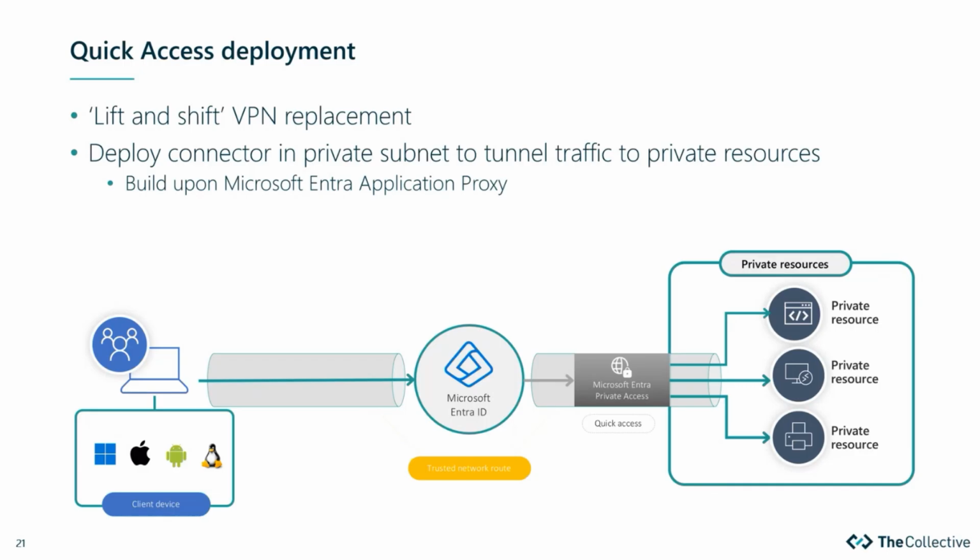The interesting thing to mention here is that the private access connector I am talking about, which is installed in your network, is actually built upon the Microsoft Entra application proxy. It's just with an extra layer on it for private access. So it's actually not a very new technology. It's a technology that is used a lot already, but just enhanced for the private access scenarios.